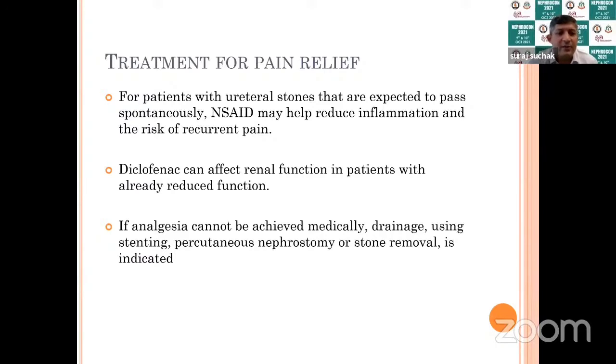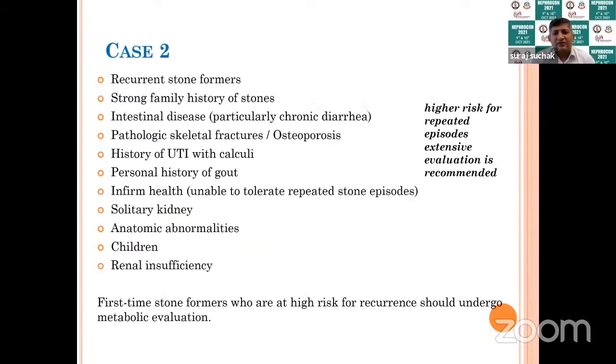So, a second case: the patient is a recurrent stone former, with strong family history, intestinal diseases, pathological skeletal fractures, osteoporosis, gout, or solitary kidney in children. So these are conditions where we need to further evaluate why this patient is forming stones. And these patients will require a detailed metabolic evaluation to rule out the cause of stones.